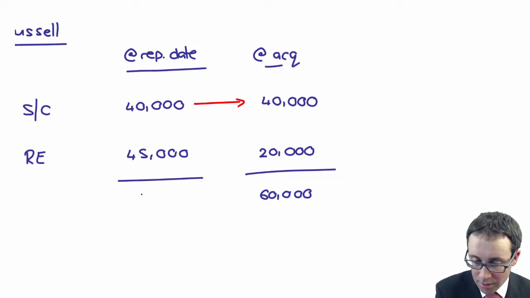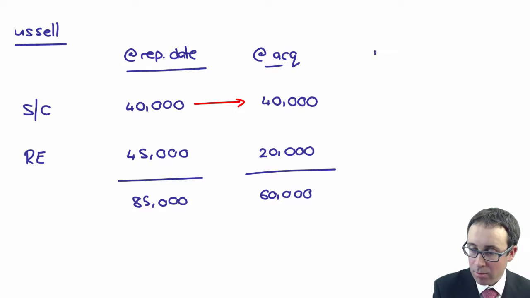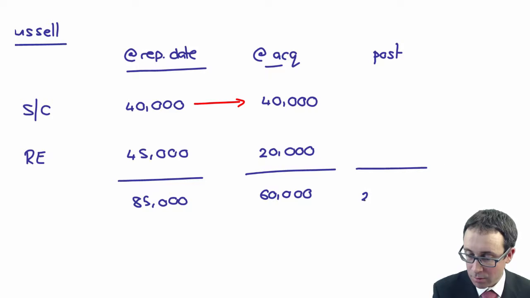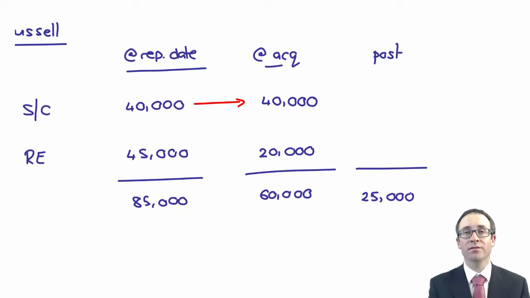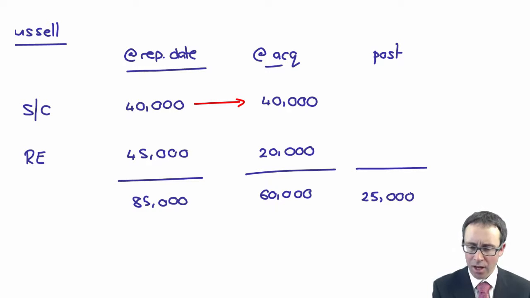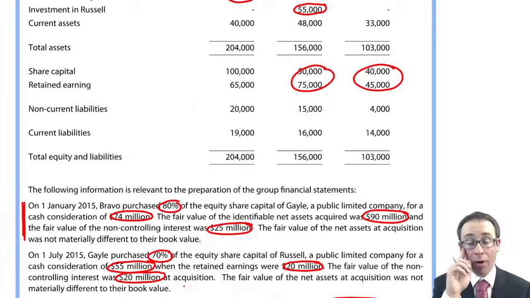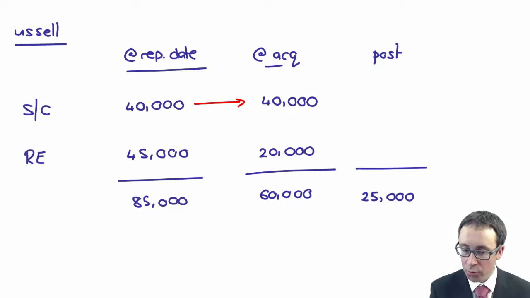And is it 85? Which then gives me my post-acquisition movement of 25. Okay. Just check share capital, reserves. Yeah, I've got them the right way round. Okay. Excellent. Once you've got that, we're into the world of goodwill.